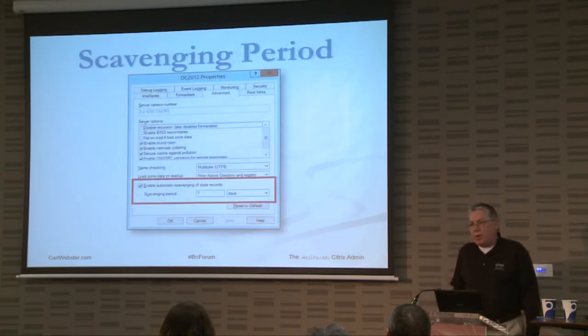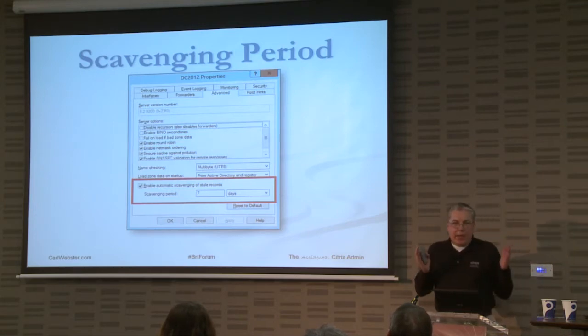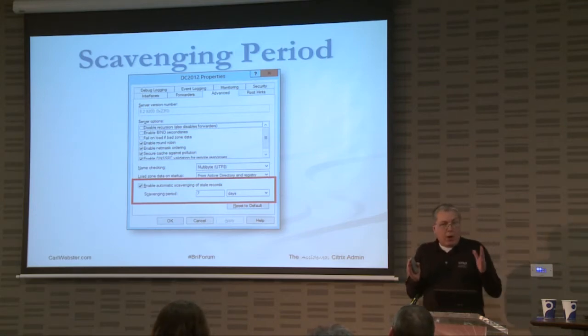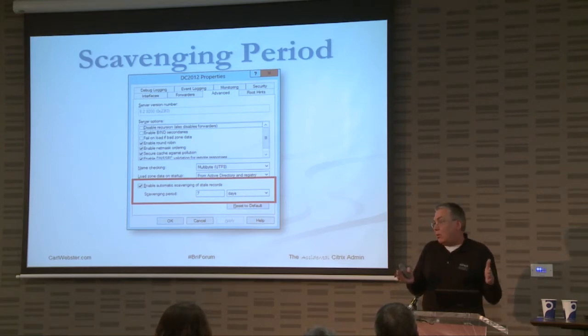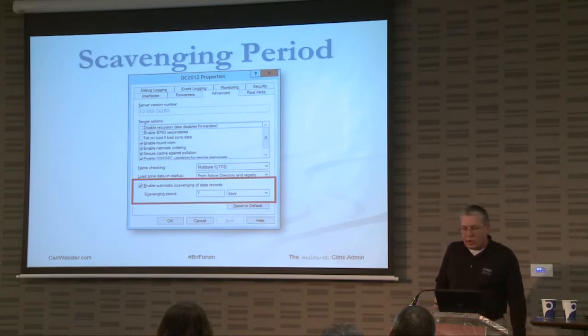The scavenging period. This is the time that DNS says, hey, all right, if a record, we're not going to accept any refreshes for 7 days. Then it has 7 days to be refreshed. If it hasn't refreshed, then it's now stale. And we're going to sit here for 7 days and let it be stale. And at the end of this period, I'm going to run the scavenging process and I'll get rid of those stale records for you.